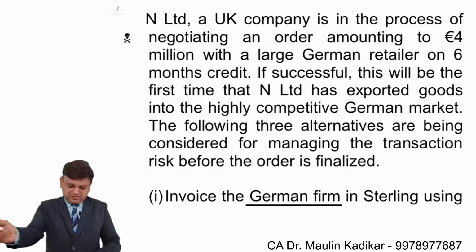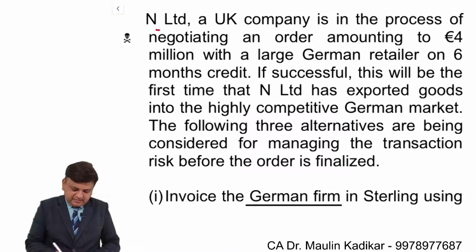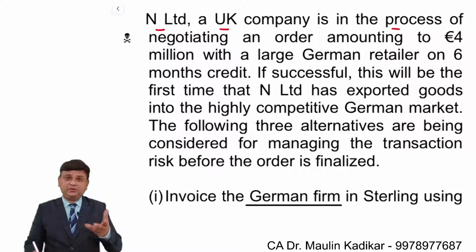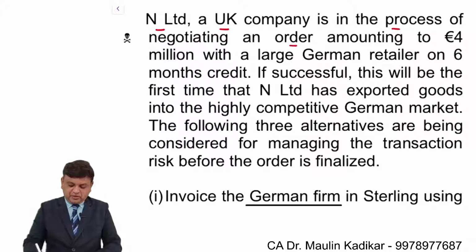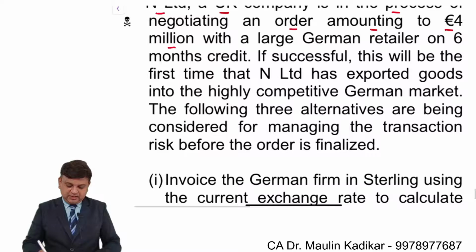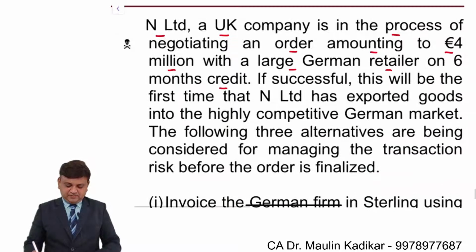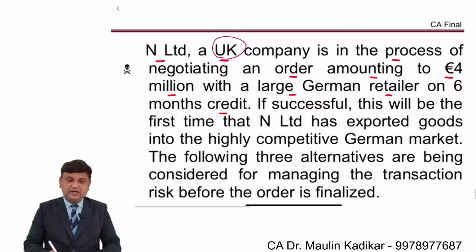Let us see the next question. N Ltd, a United Kingdom company, is in the process of negotiating an order amounting to euro 4 million with a large German retailer on 6 months credit. So information is provided to us about a UK company. Of course, it has the pound currency as its domestic currency.